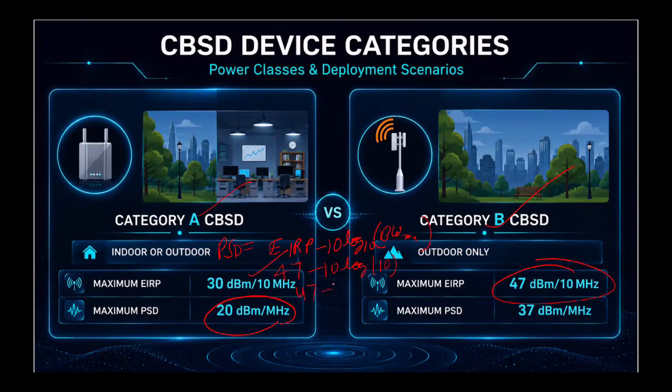47 minus 10 is equal to 37. That is the PSD, right? This way you can calculate the PSD value. So the formula is EIRP minus 10 log bandwidth in megahertz.